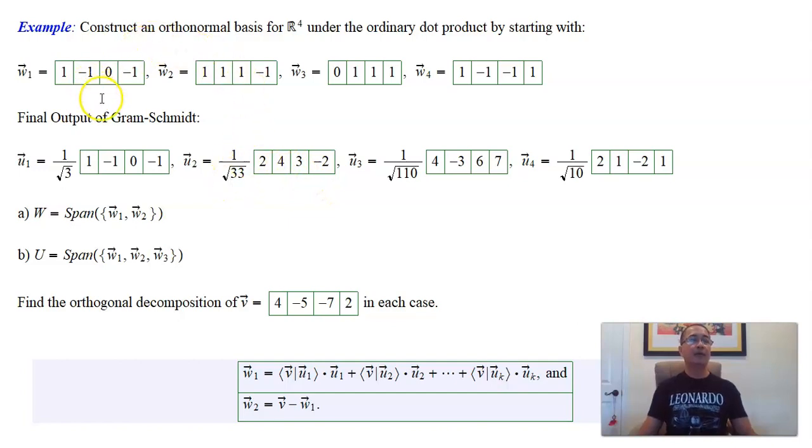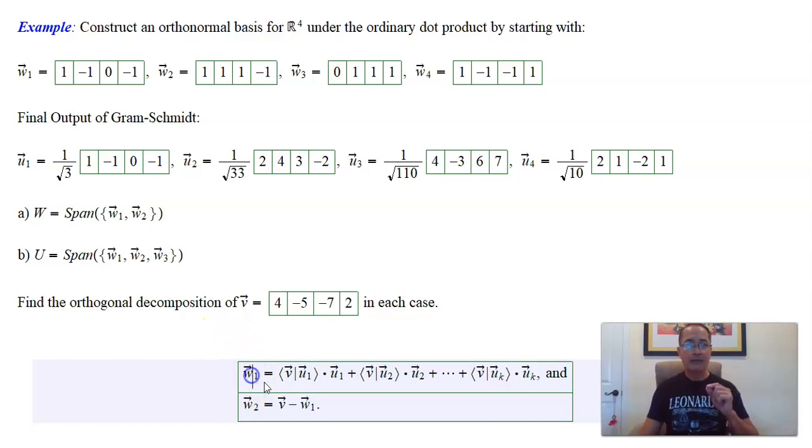All right, so let's build on our last example. We have these 4 input vectors for R4 into the Gram Schmidt, and these are the 4 final output unit vectors. We made these 2 subspaces. We made a basis for the complement W perp and the complement U perp. Now we are going to find the orthogonal decomposition of this vector in each case for each of these subspaces.